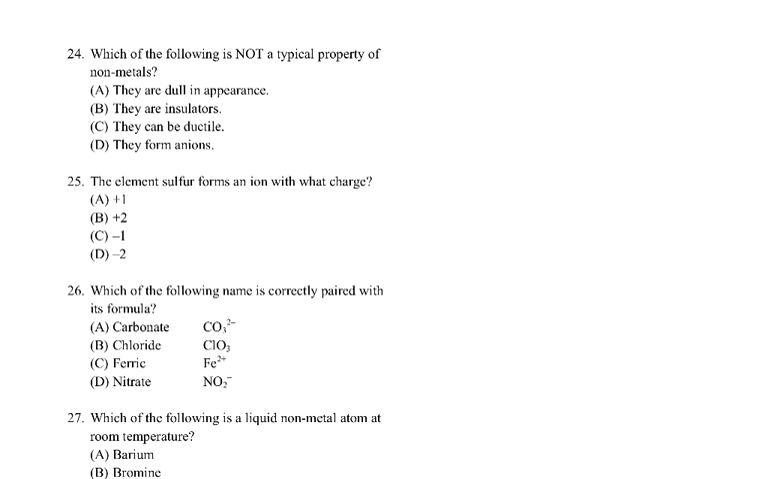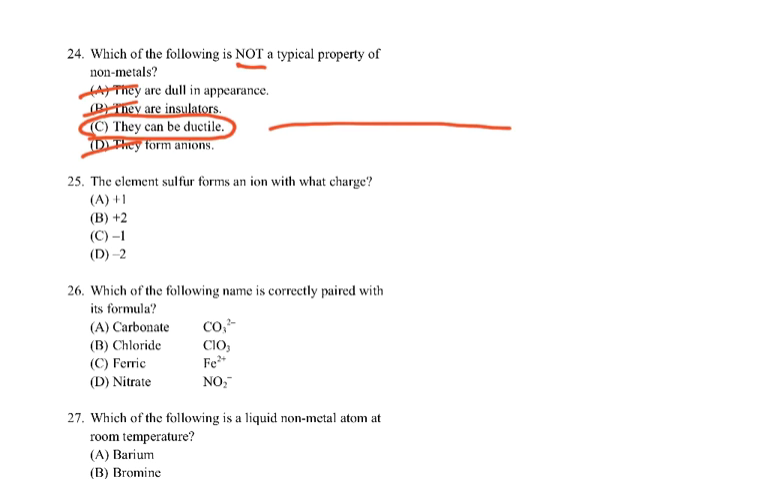Which of the following is not a typical property of non-metals? So we're actually looking for a property of metals. They are dull in appearance. That is typical, so that's not the answer. They are insulators. That's typical. They can be ductile. Ductile means you can draw them into wires. That's a metal thing, so that's our answer. And they form anions. No, the metals form positive ions. The nonmetals do form anions.